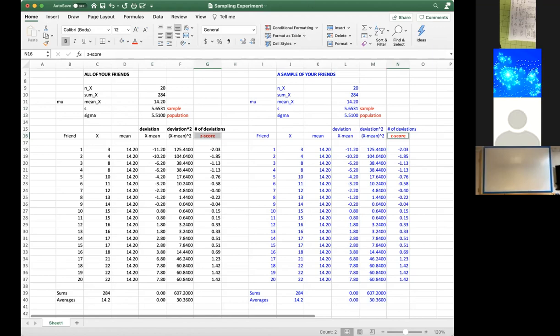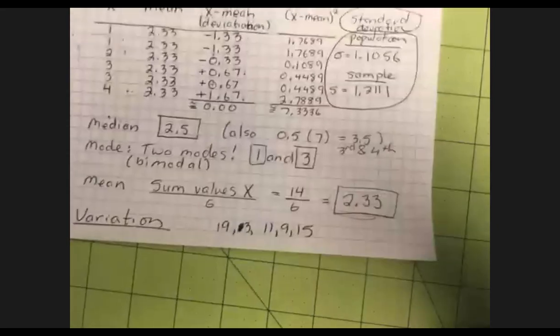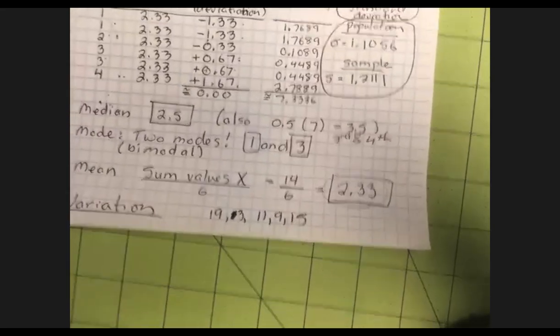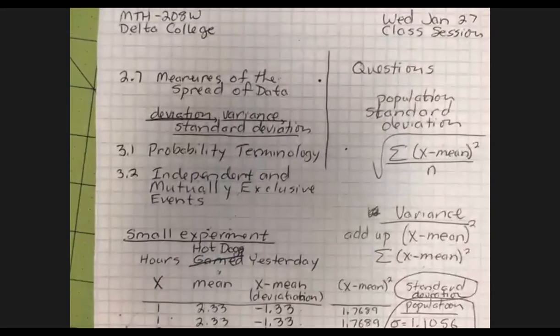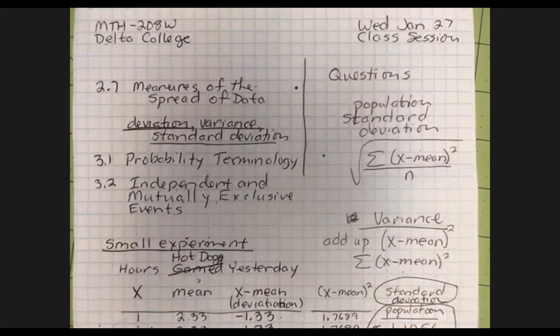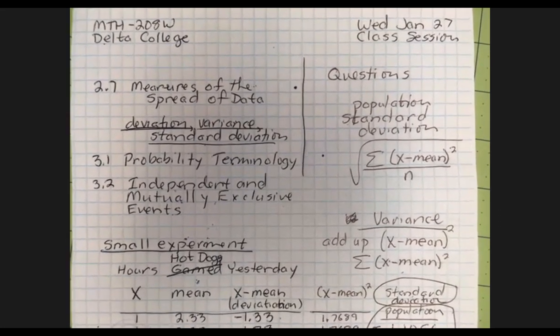Okay, I'm going to stop sharing the spreadsheet. You can download it from the website if you like. I'm going to go back to our paper, and I'm going to say just a few words in the end about these last two topics: probability and independent and mutually exclusive events.